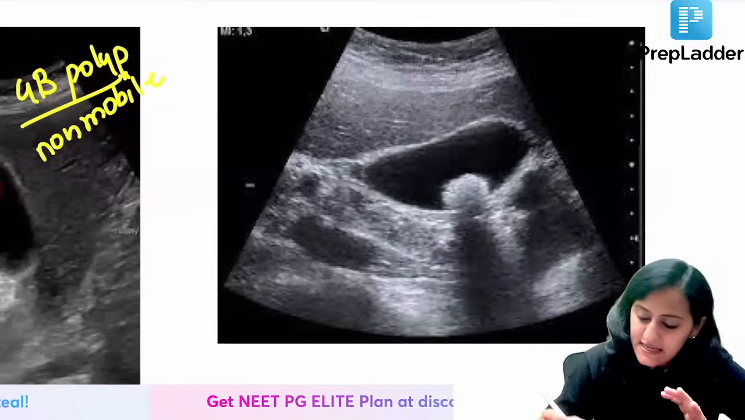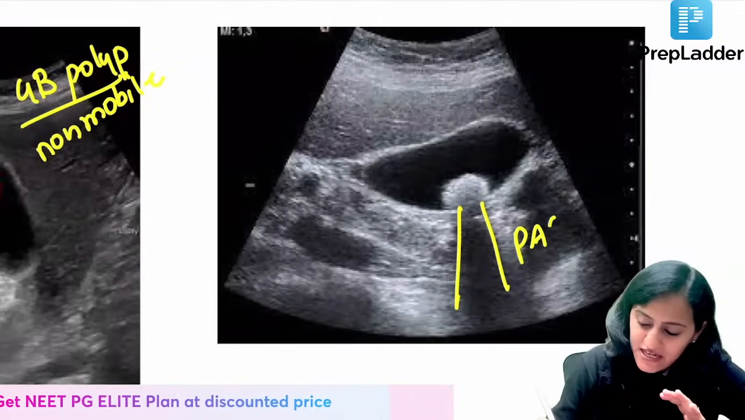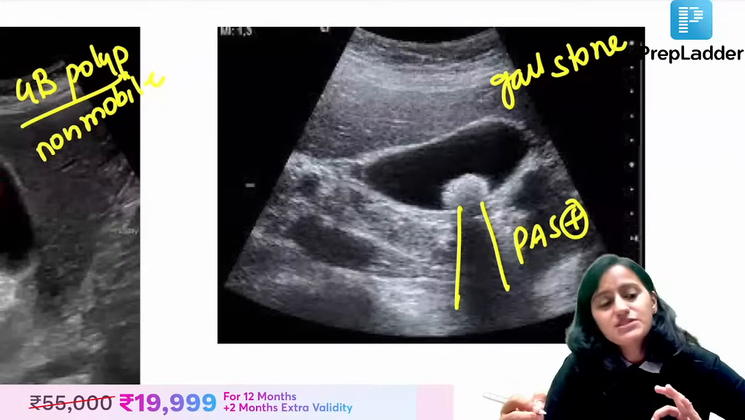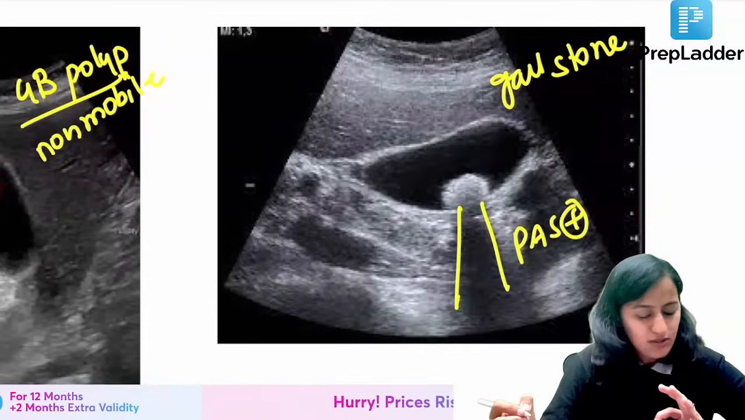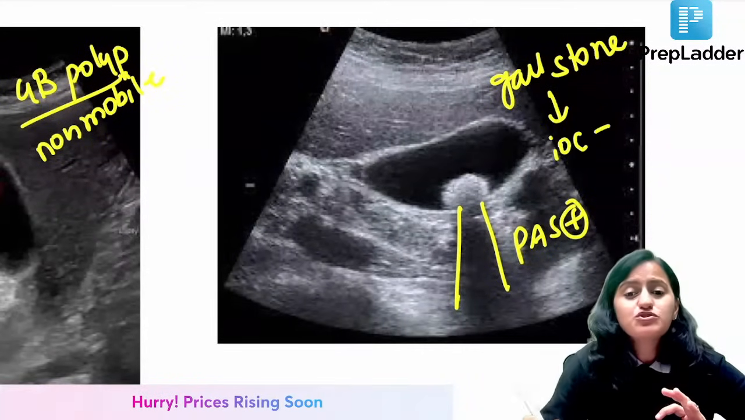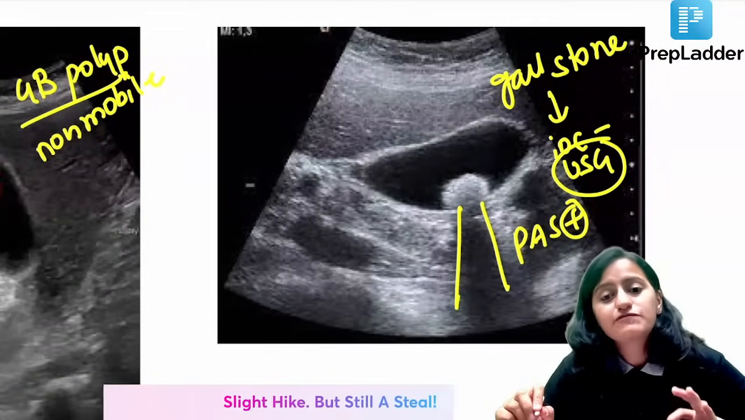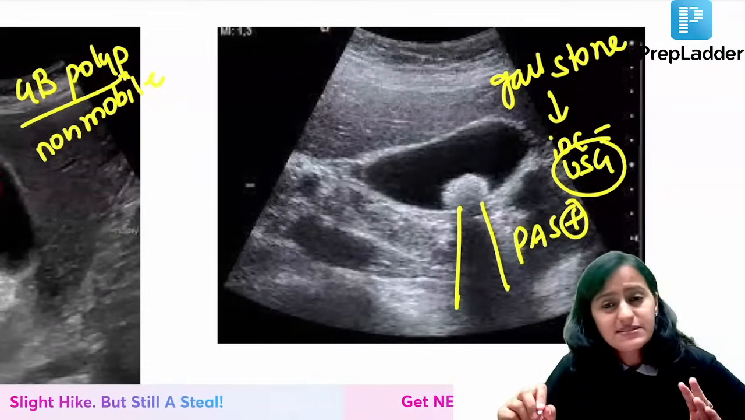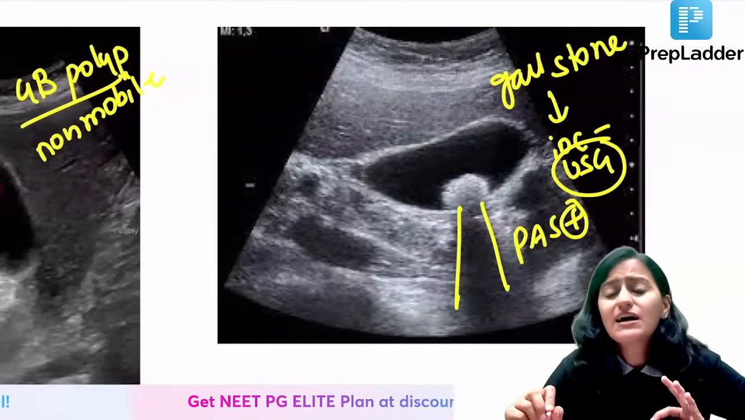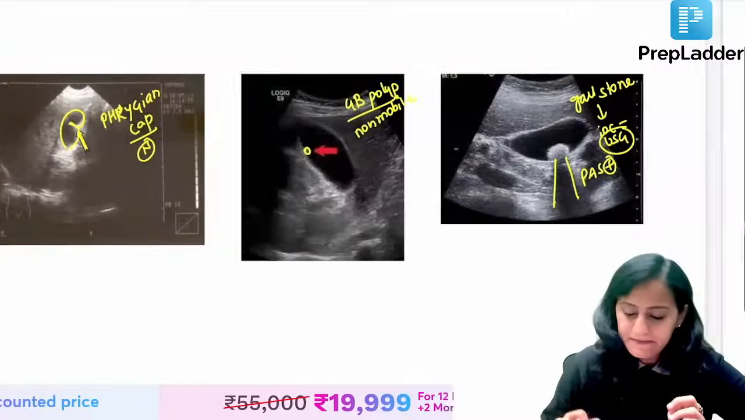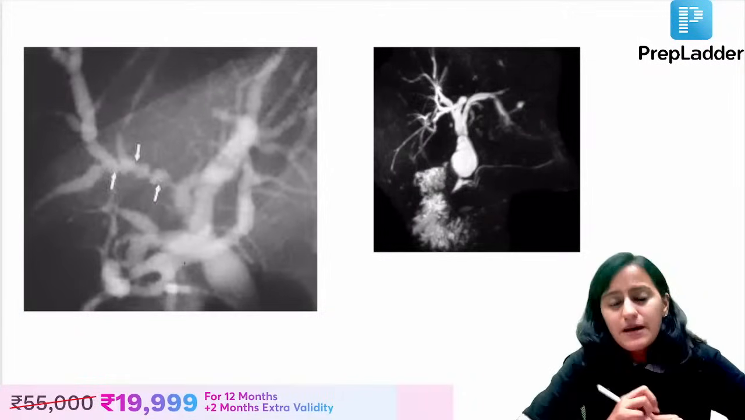And when you are seeing posterior acoustic shadowing present, this is the gallstone. What is the investigation of choice for gallstone? It is ultrasound, because generally gallstones are non-calcified. Okay, gallstones are not calcified. Correct. Going to next one.